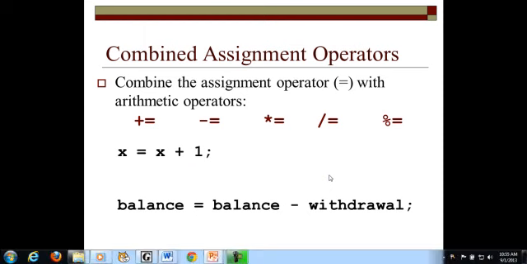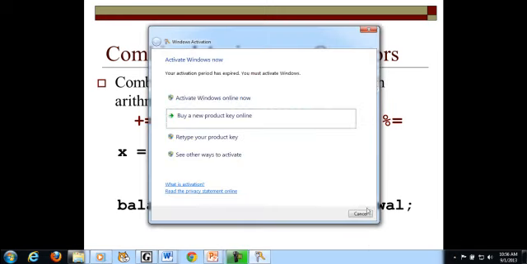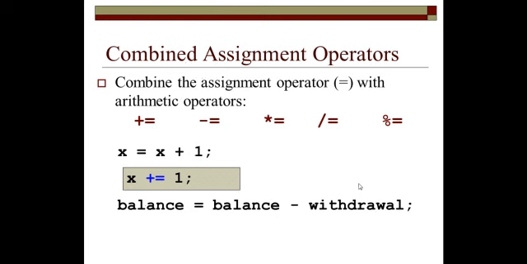Well, there's a shortcut way of writing equations when you know the original value is going to be used in an equation and you're going to store that back in the same memory cell. You can use plus equals, minus equals, asterisk equals, slash equals, and modulus equals. For instance, if I have x equals x plus 1, a shortcut way of writing that is x plus equals 1. So I'm going to take what's in x, add 1 to it, and store that back into x.